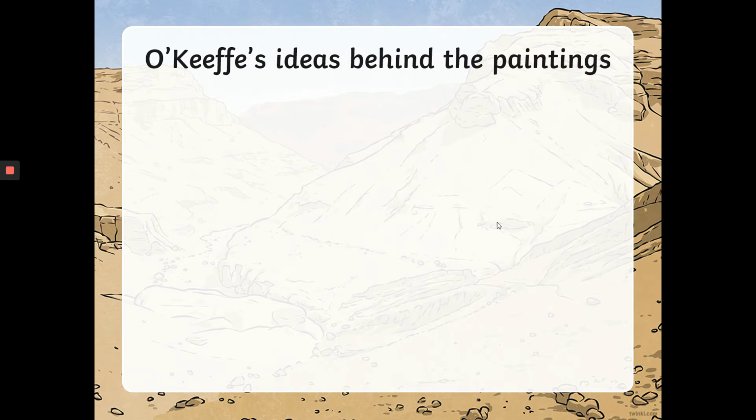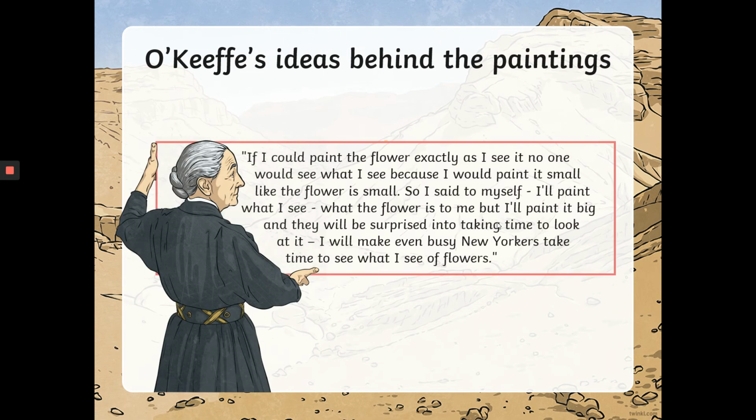O'Keeffe's ideas behind the paintings. So this is a quote from O'Keeffe. If I could paint the flower exactly as I see it, no one would see what I see, because I would paint it small, like the flower is small. So I said to myself, I'll paint what I see, what the flower is to me, but I'll paint it big, and they will be surprised into taking time to look at it. I will even make busy New Yorkers take time to see what I see of flowers.